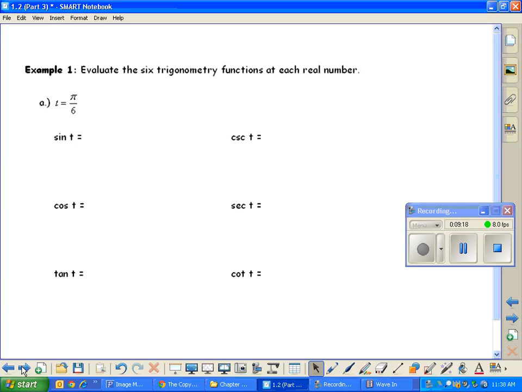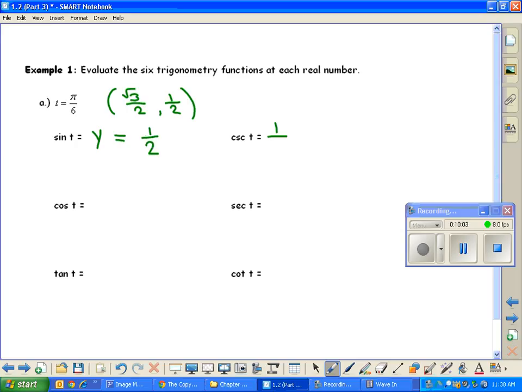All right, pi over 6. So the first thing that I think is really valuable to do, you don't have to do this, is to write the coordinate. If you have that, then you'll have x comma y right in front of you. What is our coordinate for pi over 6? Yeah, very nice. All right, so we know sine is our y value, or y over 1. So what is our sine value? Sine of pi over 6. 1/2. Very good.